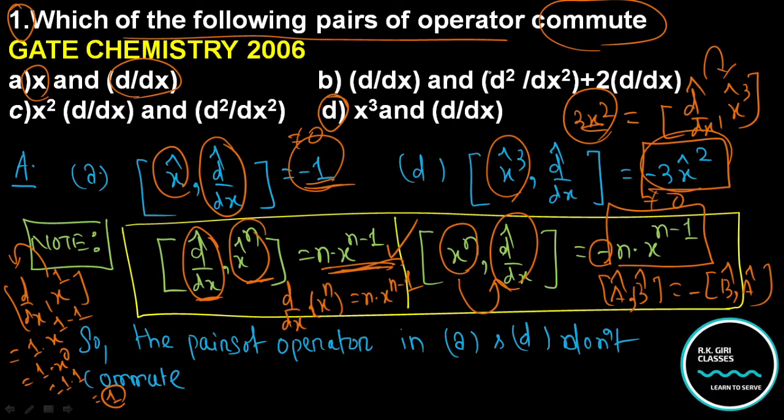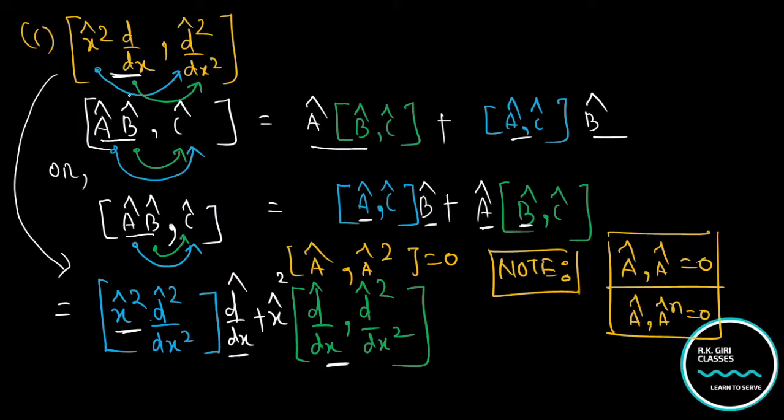That means these pairs of operators don't commute. So coming to option C, here it is x squared d/dx with d squared by dx squared. Now you know that this is in the format ABC, so individually you can do B with C, A with C. Here you can do A with C or B with C.